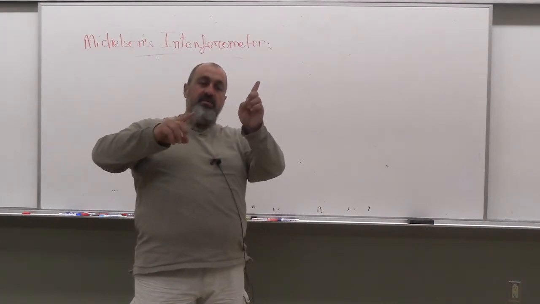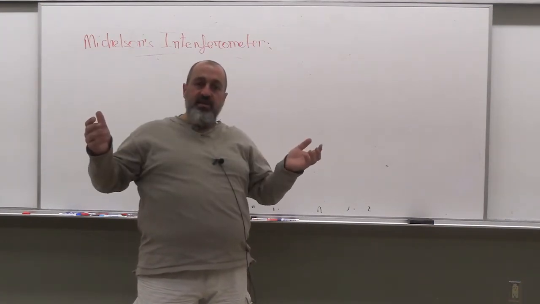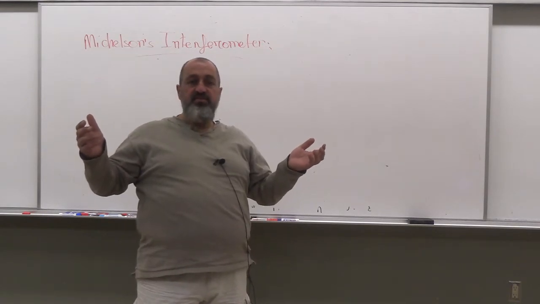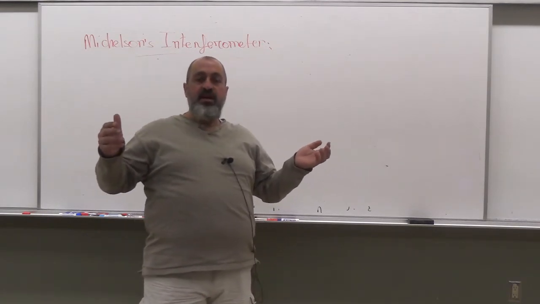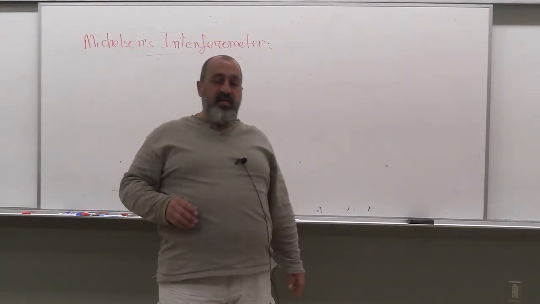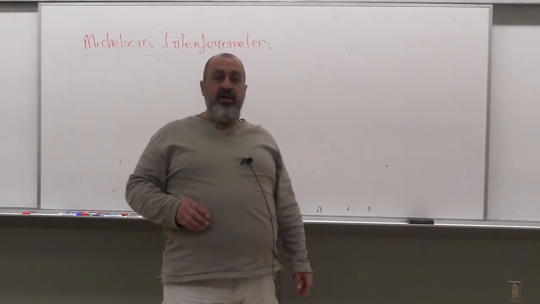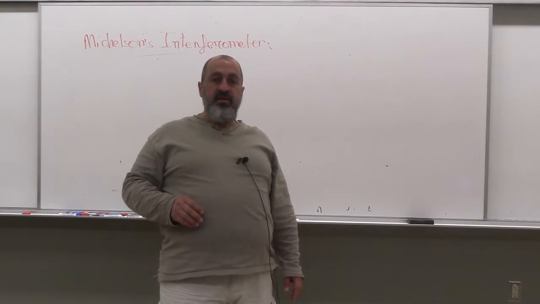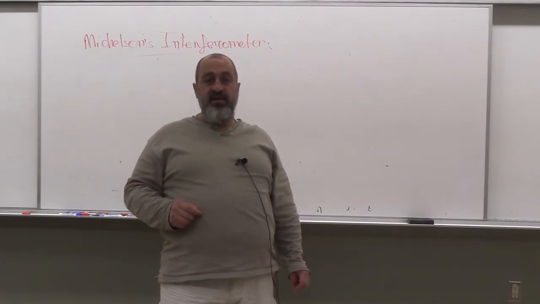That path 1 minus path 2, if that is equal to m lambda, we have constructive interference. If that's equal to m plus a half lambda, we have destructive interference. And somewhere in between, we can find what the interference pattern looks like from that as well.